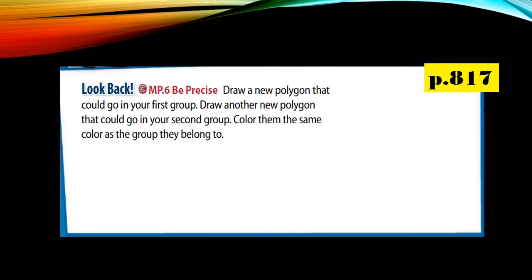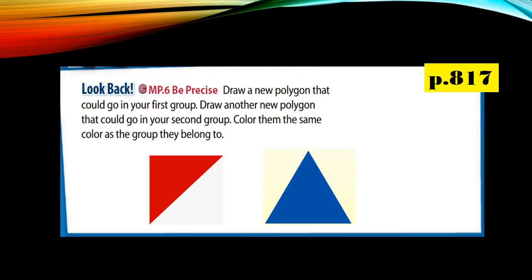Draw a new polygon that could go in your first group, and draw another new polygon that could go in your second group. Color them the same color as the group they belong to. Remember, the first group has a right angle, and the second group does not have a right angle. Are you done? For the first group, the red shape is this one. It has a right angle. And another shape that does not have the right angle is this triangle. How are they alike? The shapes in both groups have 3.